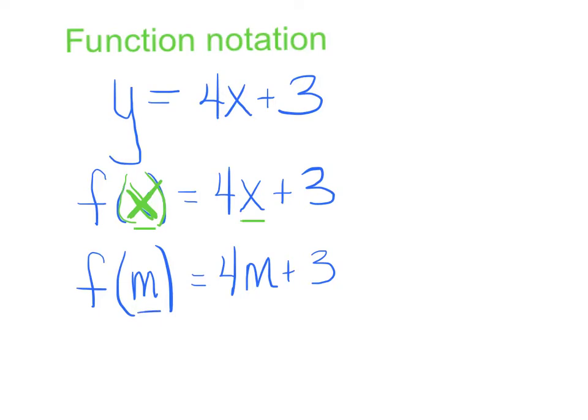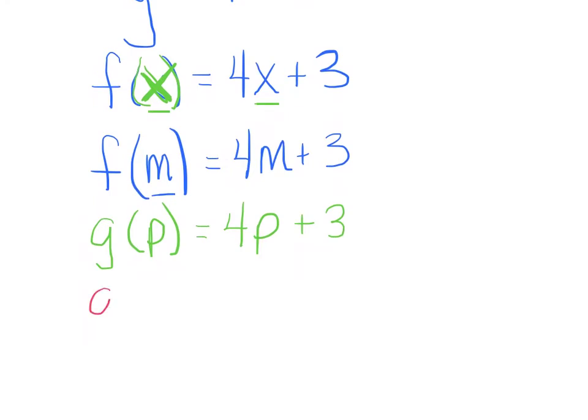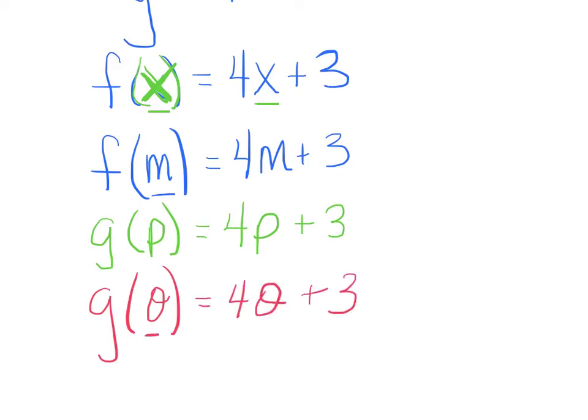Likewise, I could use any letter I want here. I could say g of p. That's just telling me 4p plus 3. So all of these things mean the same thing. Again, the variable in the parentheses is the variable I should see in the problem. If they wanted to call it g of theta, I would say 4 theta plus 3. No big deal. Again, this is just identifying the variable in my problem.